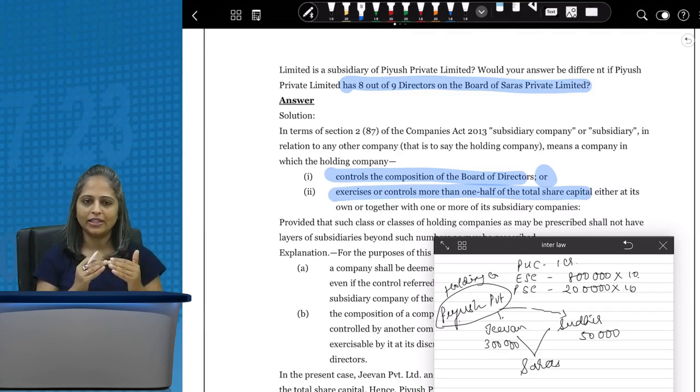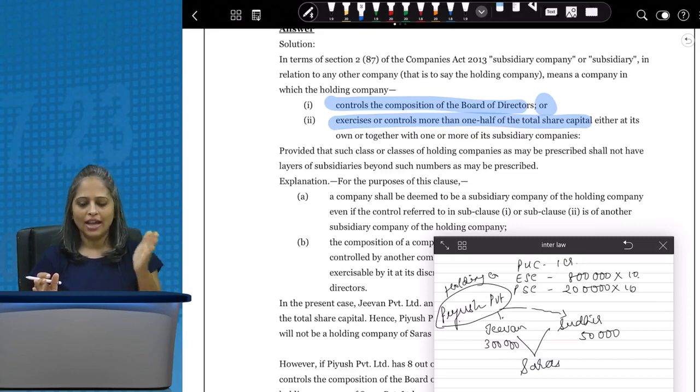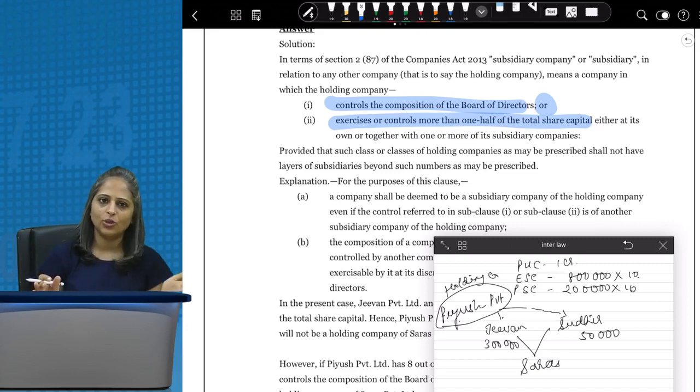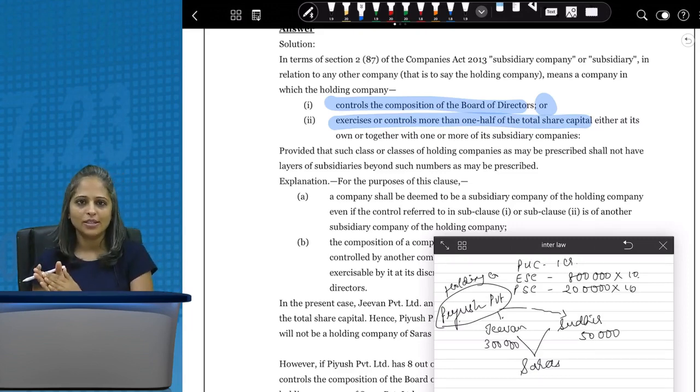So first, explaining the section, what is the section saying? That section 2(87) of the Act, where they define what a subsidiary company is, says that it's a subsidiary company if you control the composition of the board of directors, or, it's either or, you hold more than 1/2 of the total paid up share capital in the company. So in the first scenario, 1/2 of the total paid up capital of Saras will be 4 lakh equity shares. But in this scenario, Jeevan and Sudhir are holding less than 4 lakh equity shares and hence they are not holding more than 1/2, and hence it will not be a subsidiary company.